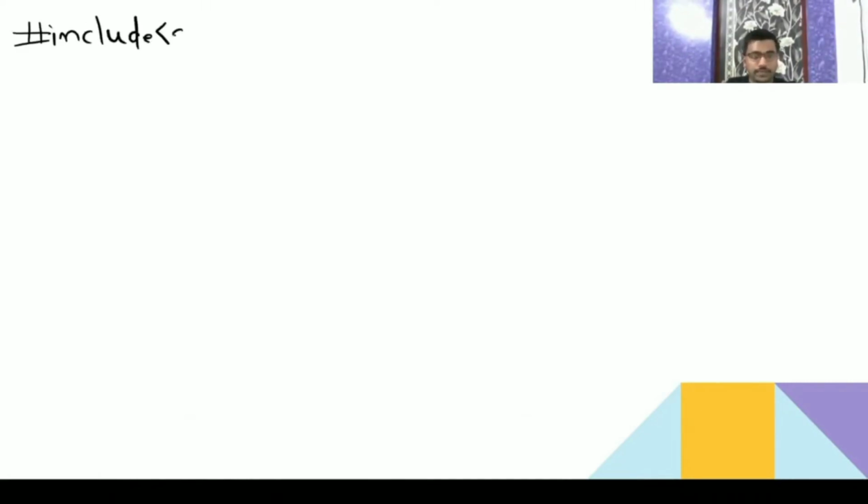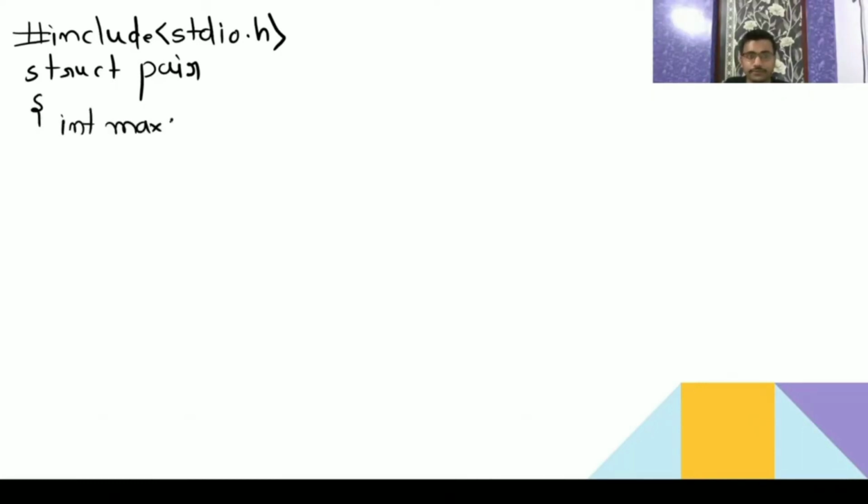Now see the implementation. Include stdio.h. So, struct pair. I'm creating a structure. Why do we need to create a structure? Because here we need to retain two elements, and we will not be able to return two elements with only a single variable. So that's why we require a structure that will have both maximum and minimum, int max and int min.